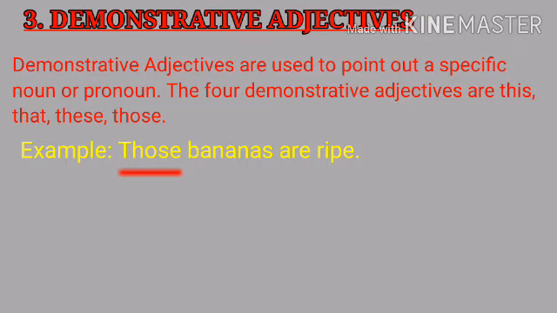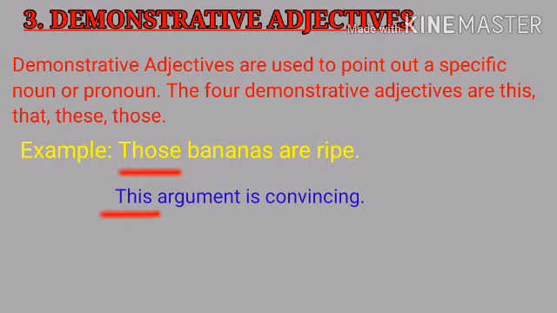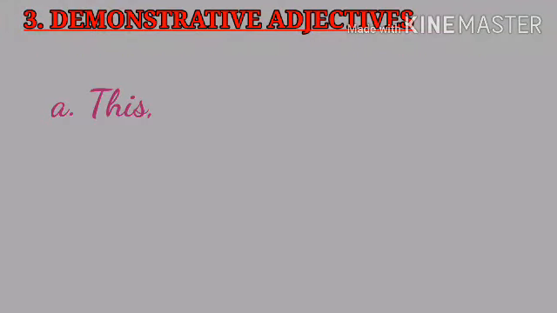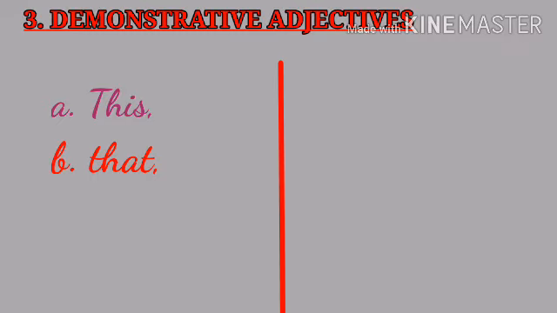Let me take another example. This argument is convincing. Here the word this is demonstrative adjective because it points out specific noun argument. Children, remember, there are four demonstrative adjectives. First, this, second, that, third, these, and fourth, those.